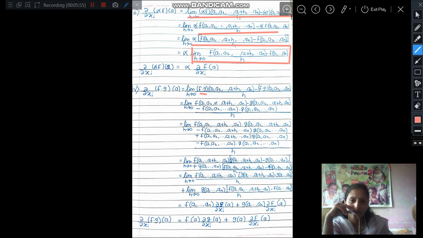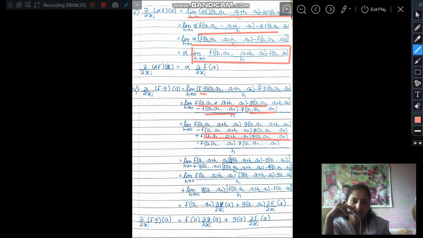Here we separate this f·g operated on the function: f operated on (a1, a2, up to an) times g operated on (a1, a2, up to an). Okay. Now the limit h tends to 0. We add one term, f of (a1, a2, up to ai + h, up to an) times g of a. The first term is the same. We add this new term, minus f of (a1, ..., ai + h, ..., an) into g of (a1, ..., an), plus f of (a1, ..., ai + h, ..., an) into g of (a1, ..., an). We add and subtract this term.